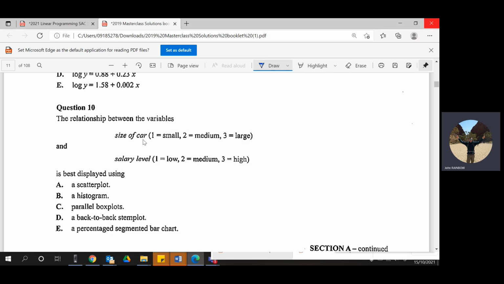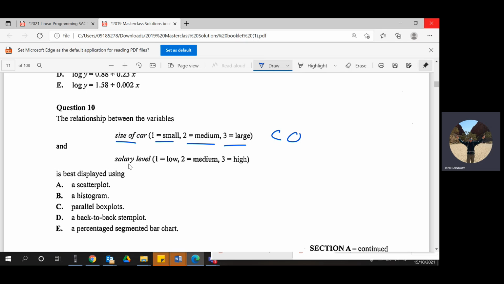First of all, we've got to think about what these are. Size of car, is that going to be numerical or categorical? Well, it's categorical because we're not actually measuring it. We're not measuring how long your car is, from the front to the back. So we're just going small, medium, and large. It's categorical. Can I order these? Yeah, I can order things from small, medium, large. So I'm going to call it ordinal.